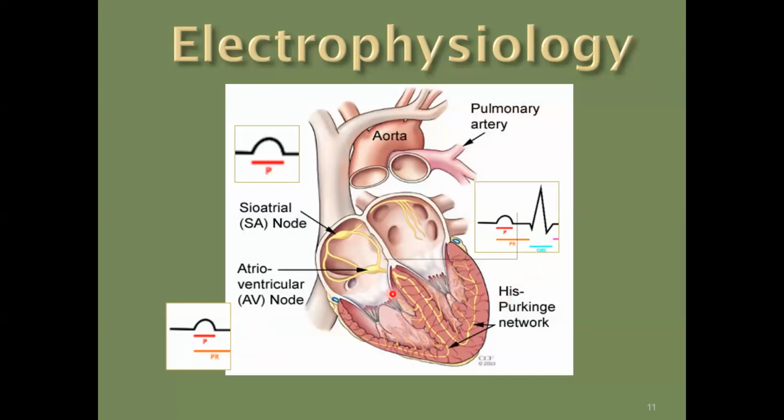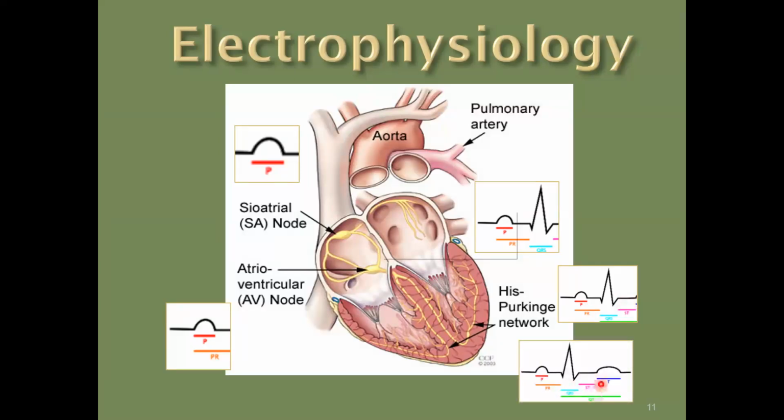And then what you have, the impulse coming down the bundle of His, going down the bundle branches and terminating in the Purkinje fibers. And that is what depolarizes your right and your left ventricle. And that's where your QRS complex comes in. And then after that, you're going to see your ST segment, which is the start of repolarization. And then here you've got your repolarization in the T wave.